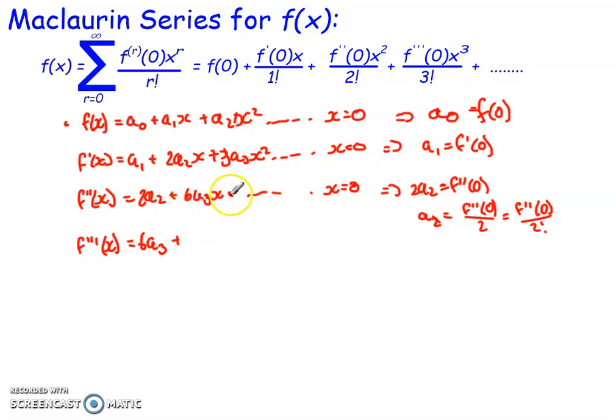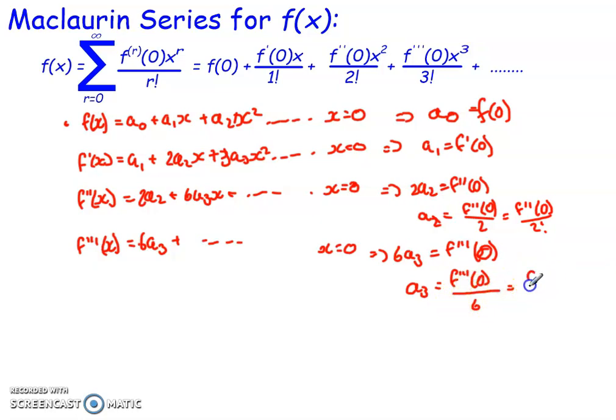Because the next term would be the x, the term after that would then be the x squared, and so on and so forth, so that when we then set x equal to 0 in this case, we'd end up with 6a3 equals f triple dashed of 0. And again, I can rearrange this, so I get a3 is equal to the third derivative at 0 over 6. Now 6 can be written as 3 times 2 times 1, which is the equivalent of 3 factorial. So that's the third derivative at 0 over 3 factorial.